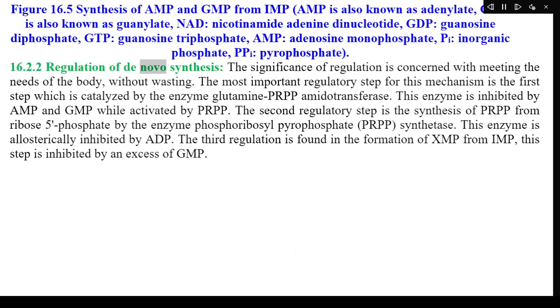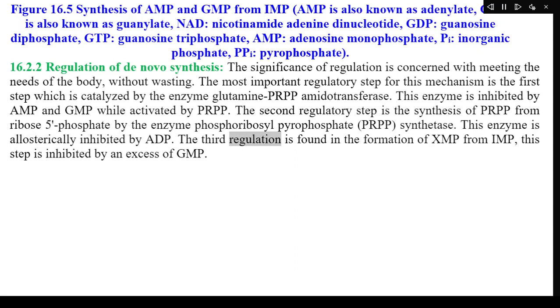16.2.2 Regulation of de novo synthesis. The significance of regulation is concerned with meeting the needs of the body, without wasting. The most important regulatory step for this mechanism is the first step, which is catalyzed by the enzyme glutamine PRPP aminotransferase. This enzyme is inhibited by AMP and GMP while activated by PRPP. The second regulatory step is the synthesis of PRPP from ribose 5-phosphate by the enzyme phosphoribosylpyrophosphate, PRPP, synthetase. This enzyme is allosterically inhibited by ADP.